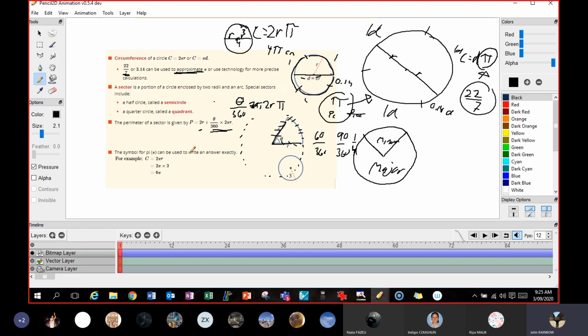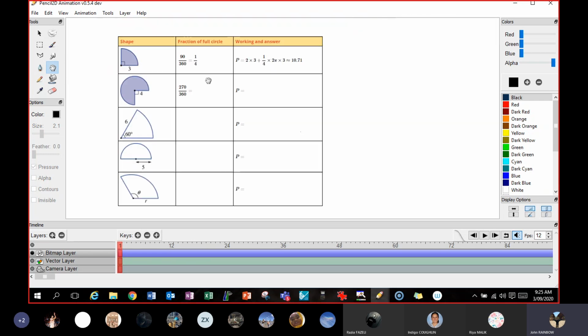The symbol of pi can be written and easily extracted. So if you had a radius of 3, that means the diameter will be 6, so it would be 6 pi. So that's how we get exact answers. So that is in your keynotes. I think it's pretty important.